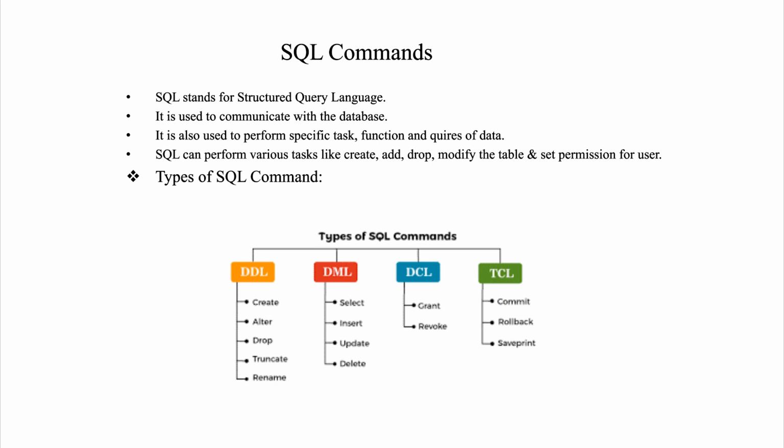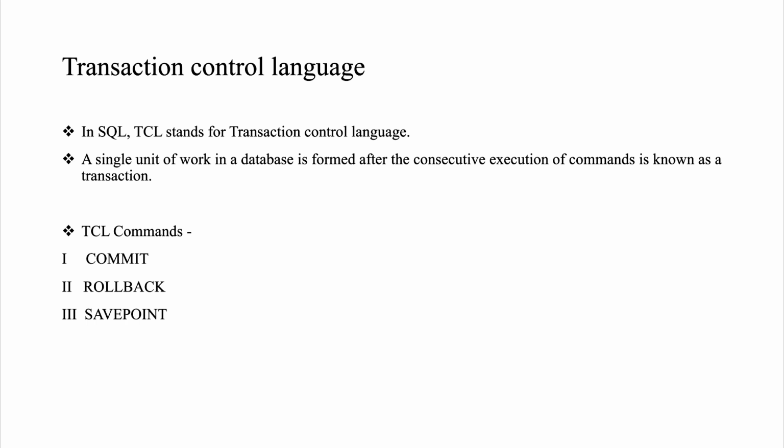In this session, we learn TCL commands: commit, rollback and savepoint. These commands come under TCL commands. TCL stands for Transaction Control Language. A single unit of work in a database, formed after the consecutive execution of commands, is known as a transaction. So TCL commands are commit, rollback, and savepoint. Let's see them one by one.